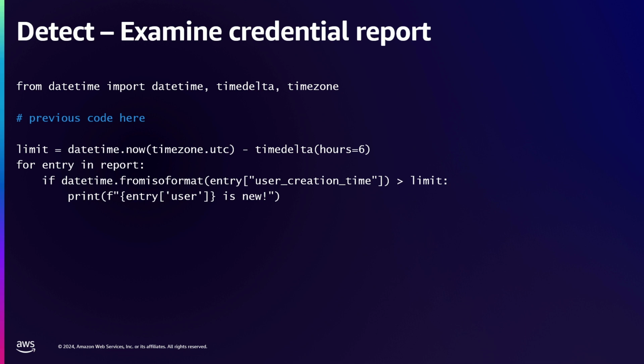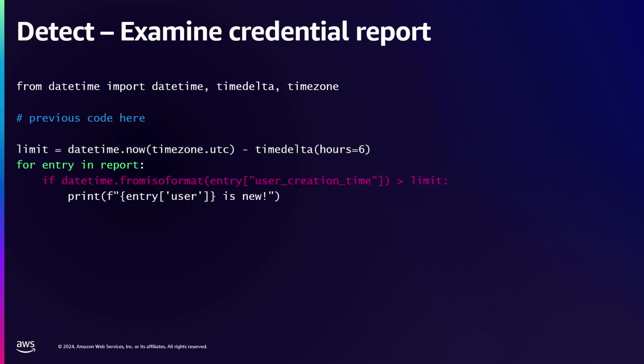So now let's say, for example, we want to find any users who were created in the last 6 hours. We start by constructing a Python datetime for now, and then subtracting 6 hours from it, which gives us our watermark. We need to use the UTC time zone for this because all the timestamps in the report will be in UTC as well.